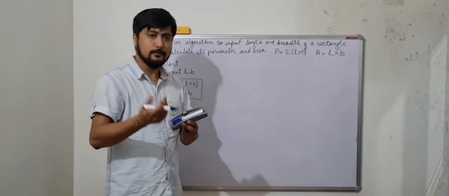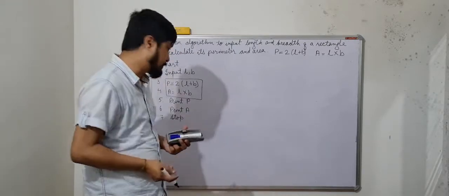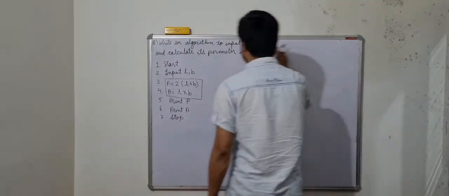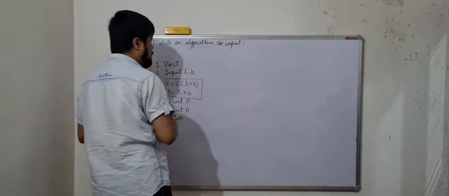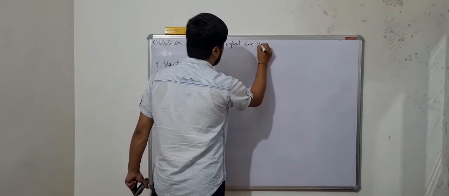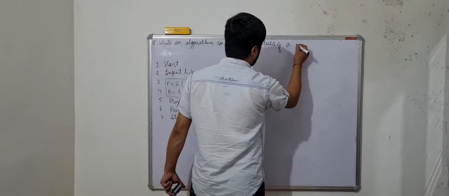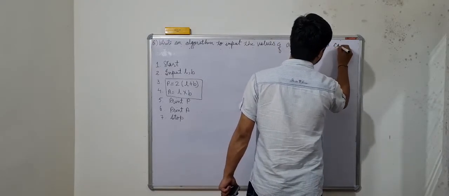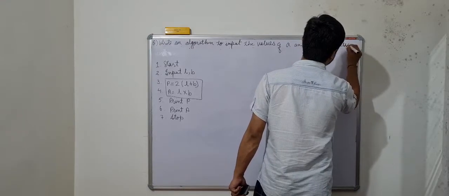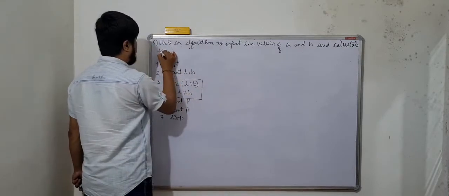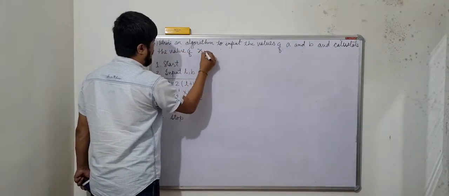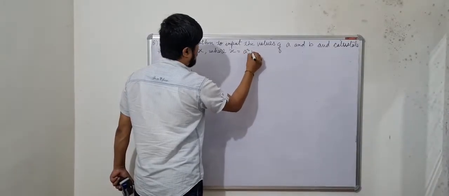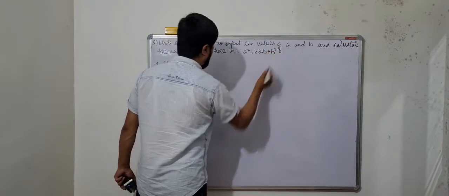So now we'll see another algorithm. For example, write an algorithm to input, instead of length and breadth, the values of a and b and calculate the value of x, where x equals a square plus 2ab plus b square.